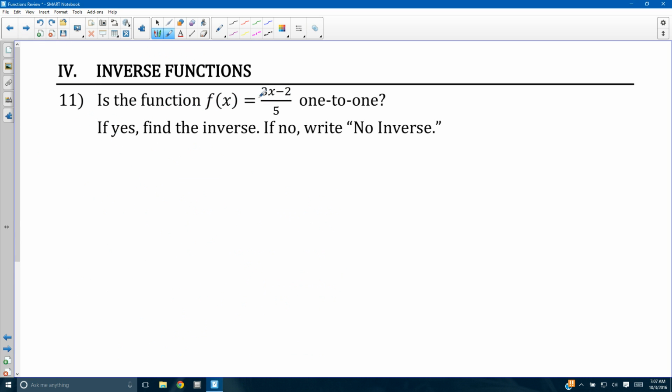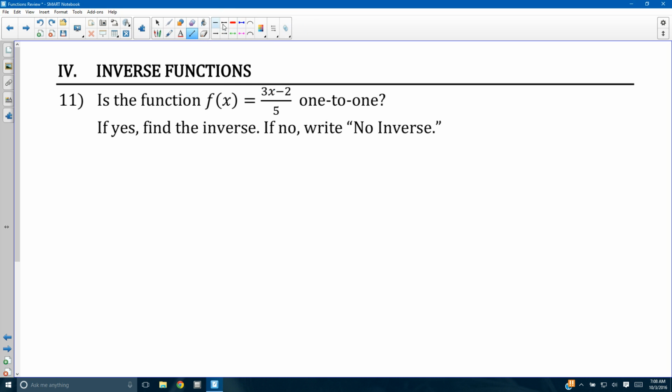Okay, is the function f of x equals 3x minus 2 over 5 one-to-one? What they're asking you is, does this equation generate an inverse that is also a function? Meaning, here if I substitute any value for x, I'll only get one value for f of x, or for y. If I took the inverse and substituted in values for x, would I also only get one value of y each time as well?